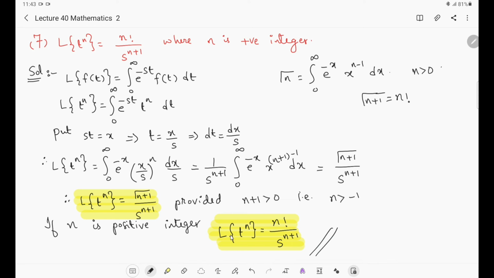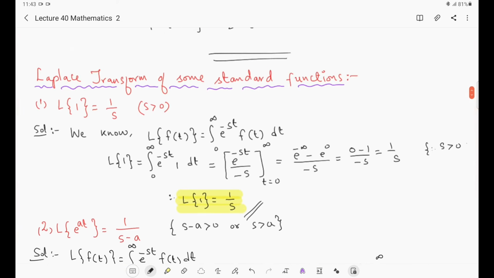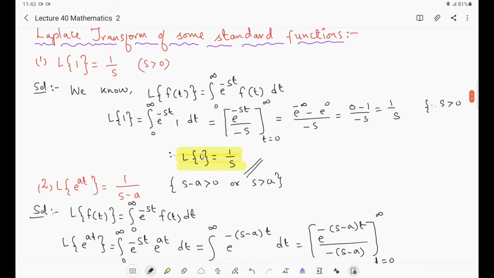So basically we have established nearly 8 formulae, including this one. Let me recall all those 8 formulae. First, in this unit we have established the definition. Laplace transform of f of t equals the integral from 0 to infinity of e power minus st f of t dt. This is the basic definition of the Laplace transform. By using this basic definition, we proved that the Laplace transform of 1 is 1 by s. This is the first formula of the Laplace transform.